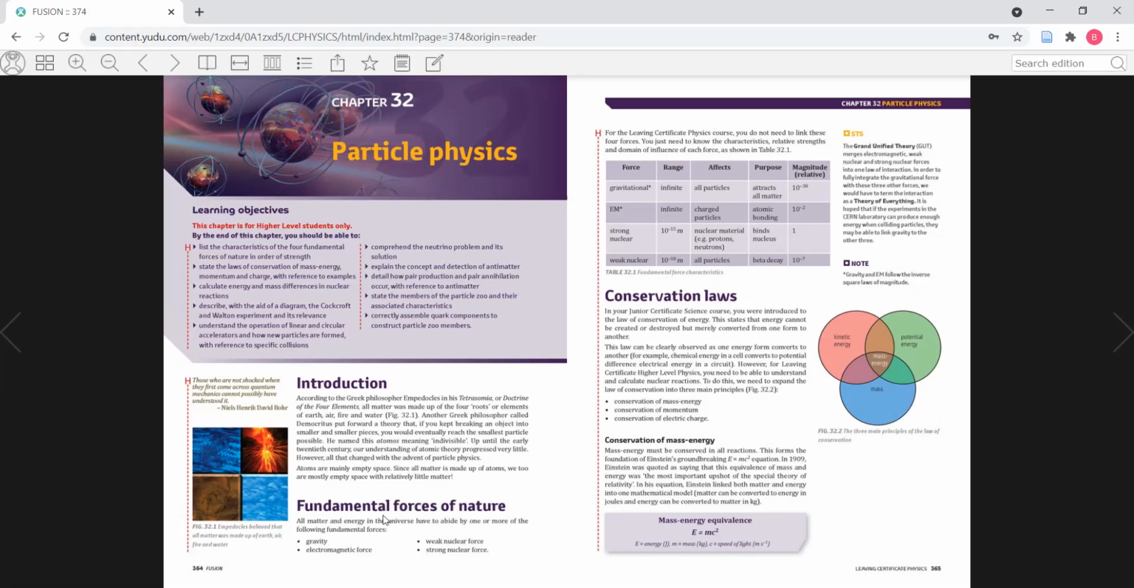Some of the things we do know for sure is that we'll be working with these two concepts, the fundamental forces of nature and the conservation laws. We've met plenty of conservation laws before. Hopefully there'll be no surprises with the conservation laws. The fundamental forces of nature, we've discussed some of them. We haven't actually discussed all of them, but I'll start off by saying we really do need to understand what's in this table 32.1.